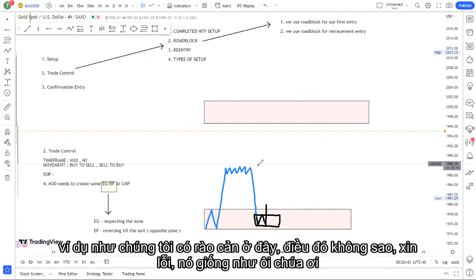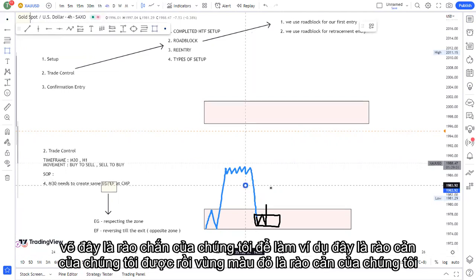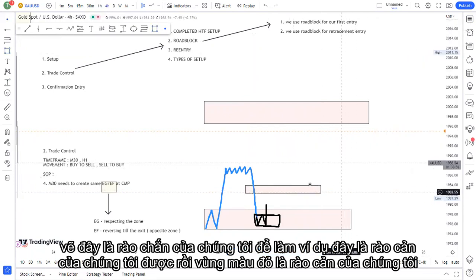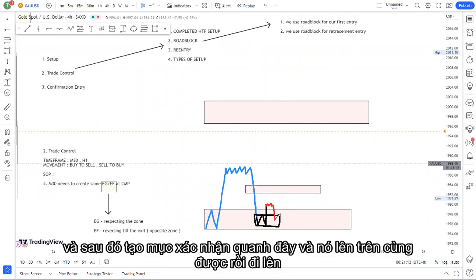And then for an example, we have the roadblock here. Sorry, my drawing. All right, this is our roadblock. The red zone is our roadblock. So this is the M30 sell zone. So when the price pulls back and creates a confirmation entry around here, it went up to the top.